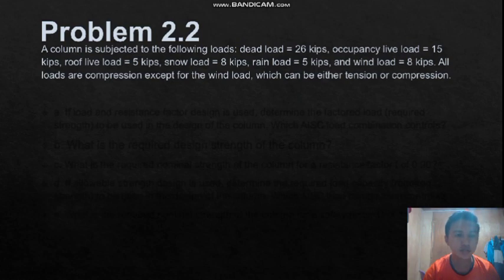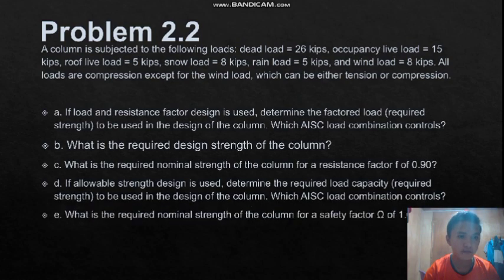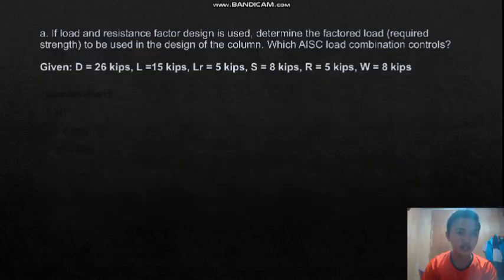In this problem, there are 5 sub-questions. For the next question, which is letter A, if load and resistance factor design is used, determine the factored load to be used in the design of the column. Which AISC load combination controls? Given the dead load is equal to 26 kips, live load is equal to 15 kips, roof live load is equal to 5 kips, snow load 8 kips, rain load 5 kips, and wind load equal to 8 kips.